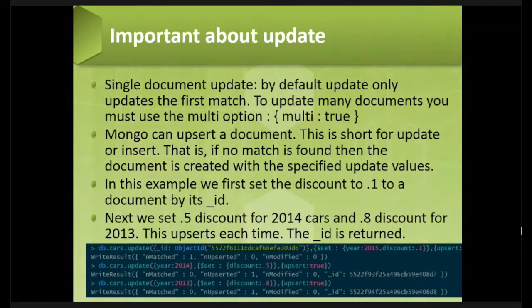Mongo can upsert the document. That means that if no match is found, it will be created with the specified update values. For example, I want to set the year on a document whose ID does not exist in the database, to create a document, and the only field in the document is going to be the year, because that's what I want to set.